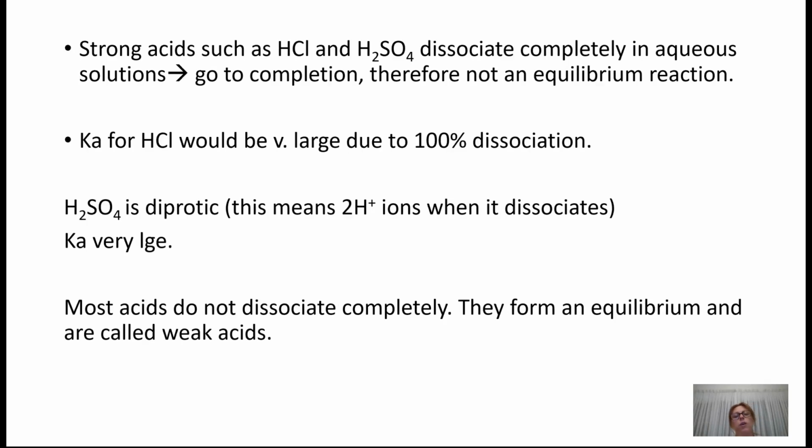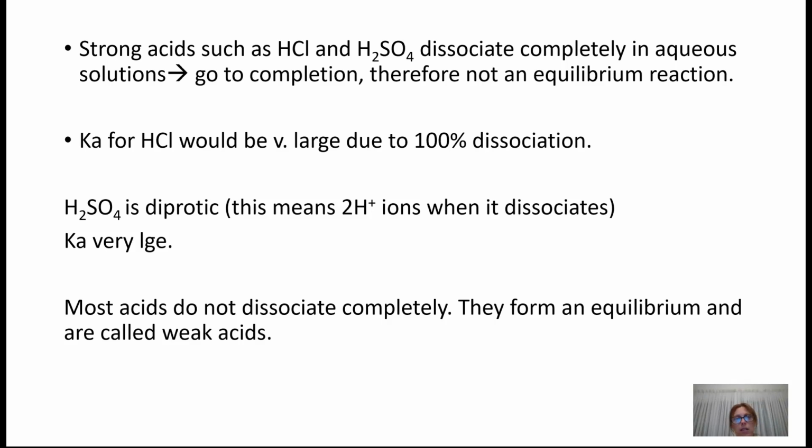So if we have a look at these two acids, hydrochloric acid and sulfuric acid are both strong acids, and the reason is that they completely dissociate in aqueous solution. So they go to completion and totally dissociate into their ions. Because it goes to completion, it's not an equilibrium reaction. So if I was to calculate the Ka for this, it would be really, really large because my products have 100% dissociation.